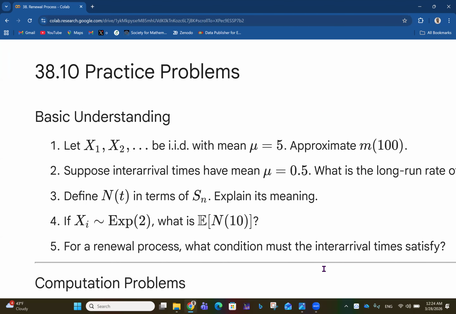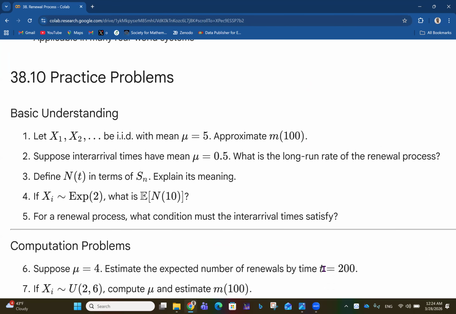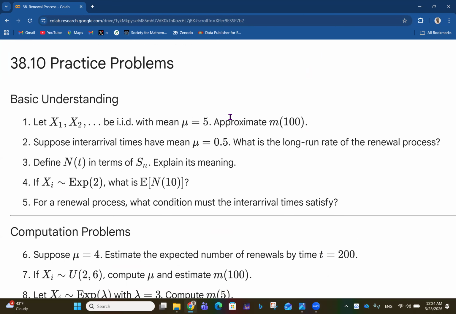So then we have practice problems here. For basic understanding problems, let X1, X2 be independent and identically distributed with mean mu, and you want to approximate m(100). Of course, m(100) is simply going to be 1 over 5, which is 0.2. Just like that simulation we did just now. Then suppose interarrival times have mean 0.5. What is the long run rate of the renewal process? That'll be 1 over 0.5, which is 2.